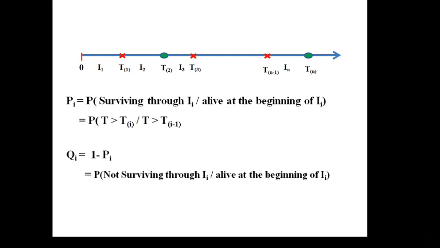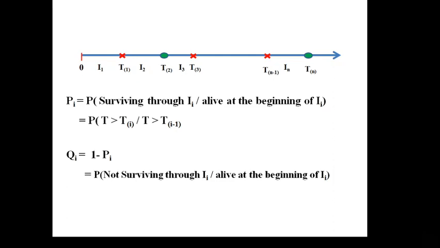T bracketed 3 is again a censored time. T bracketed n minus 1 is again censored. T bracketed n is the actual reading, that is, the point at which the concerned unit has died or failed.